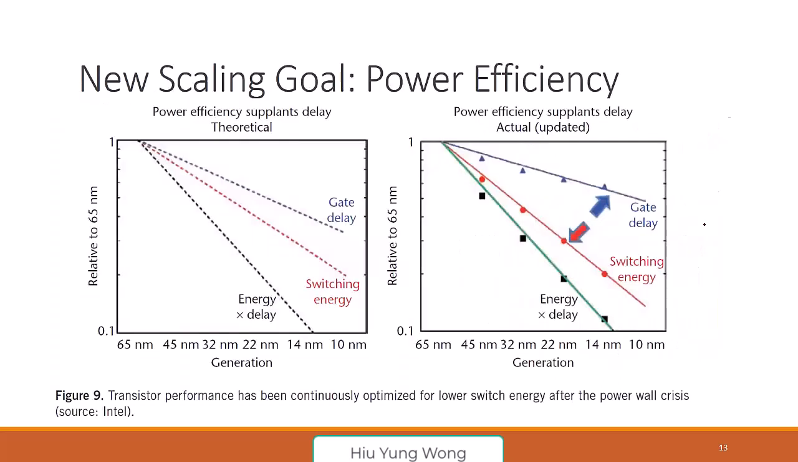Okay. So you can see that the gate delay keeps going down since 65 nanometer. But at the same time, we try to reduce the switching energy, right? So overall, the energy delay is smaller. So what do we care about? Do not just think about the speed. Yeah, speed is important. If you cannot deliver what you want, it's a useless product.